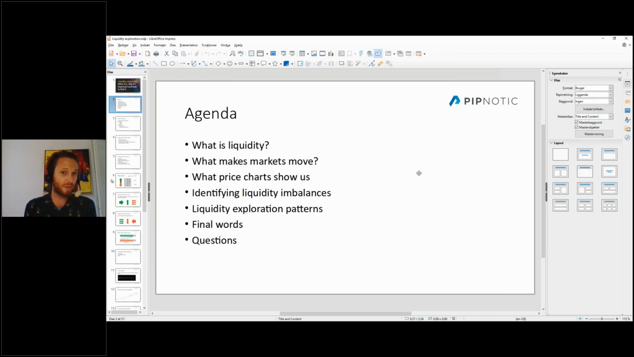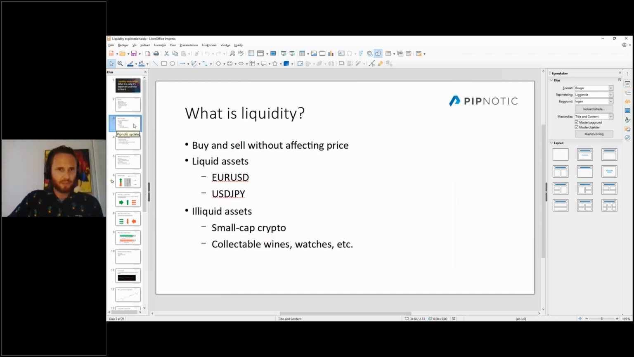So the agenda is we're going to talk about liquidity. What is liquidity? This is something I didn't understand. We're going to look at how markets move, because a lot of people misunderstand what makes markets go higher and lower. We're then going to look at what charts are actually showing us, then liquidity imbalances and exploration patterns, and wrap things up with a discussion, answer some questions, and go through a few examples. If you have any questions during the presentation, write them down, and at the end you can put them in the chat, and I can try to answer them if I know the answer. All right, so what is liquidity?